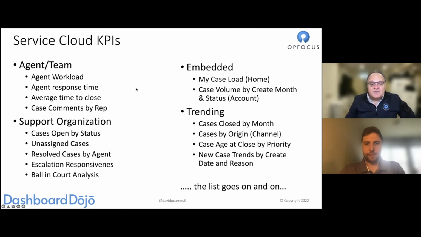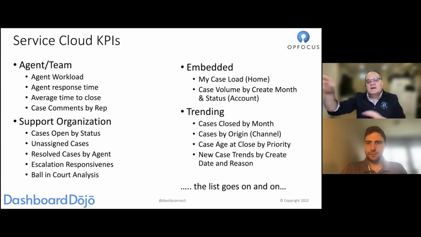Please keep in mind the value of trending in case reporting, support reporting. So cases closed by month, cases by origin, case age at close by priority, on and on this list. So many things that you can trend with this, and we just want to set a goal, watch the trend. Are we getting toward that goal? We don't want reps overloaded. We do want them to be productive when we're dealing with Service Cloud reporting.